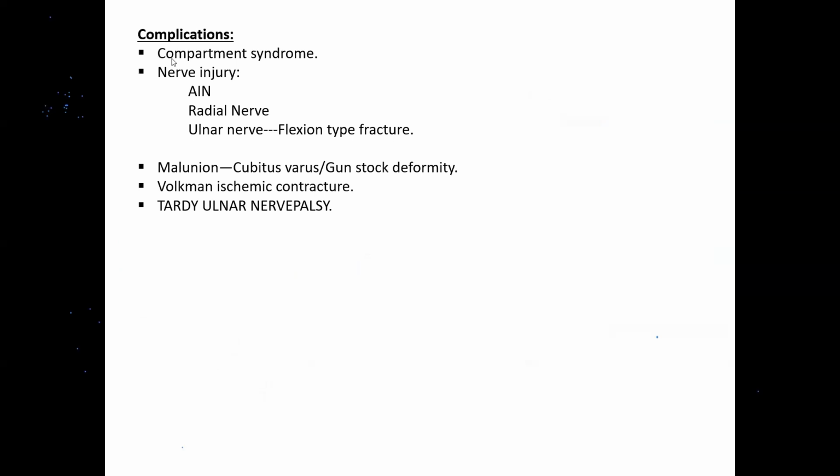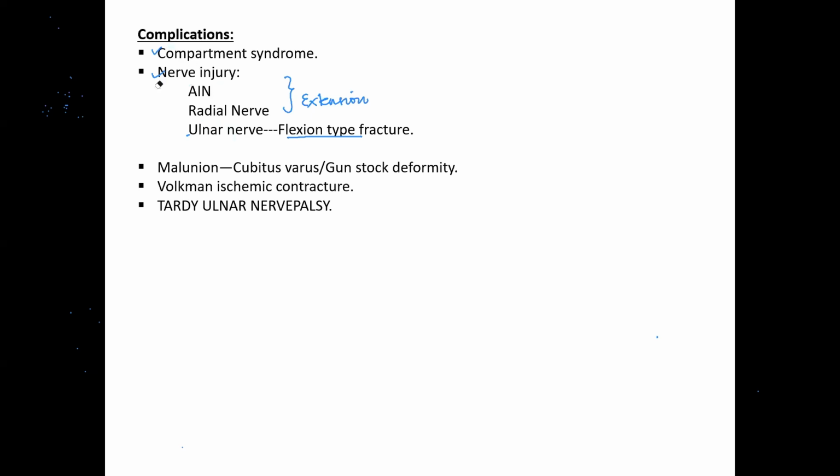So what are the complications of supracondylar fractures? They are common complications for any fracture. We have compartment syndrome and nerve injury. Most common is anterior interosseous nerve injury, followed by radial nerve, then ulnar nerve. We get ulnar nerve injury in flexion type of injury, whereas we get the others in extension type of injury. Okay, so these are the complications.